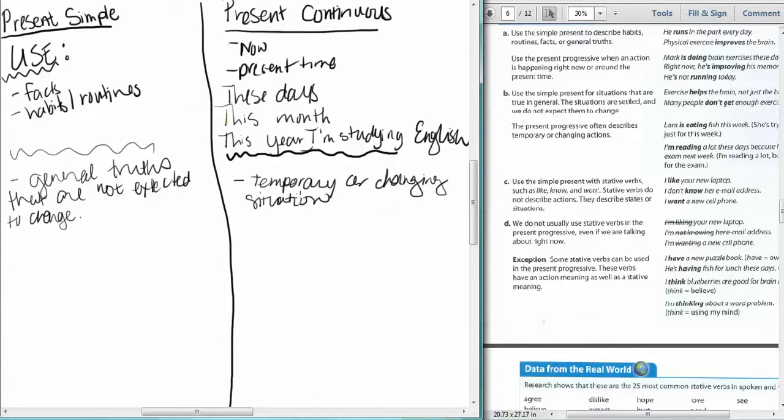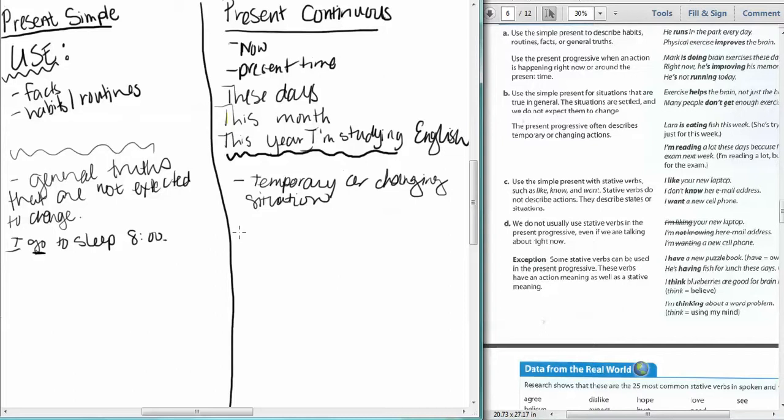For example, I go to sleep at 8 o'clock. That's just what time I go to sleep. It is my habit. It is my routine. It is not something I expect to change. It is a general truth. I use the present simple.